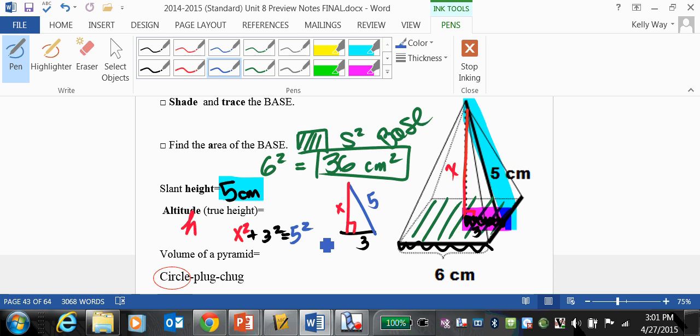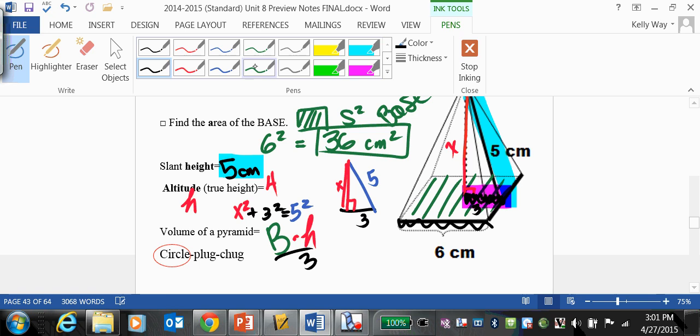It's perfect now. And what'd you get, ma'am? The height. 4. Okay, now we write out our equation. Volume equals capital B for base times the true height over 3. Now we circle plug check. We have our base. Our base is not 6, it is 36.